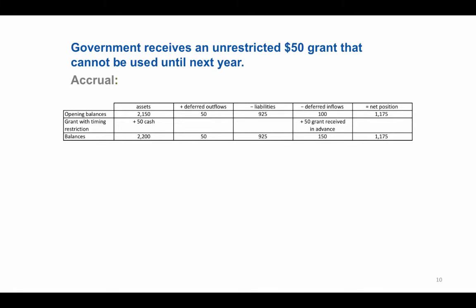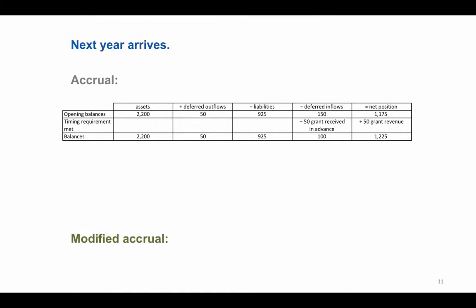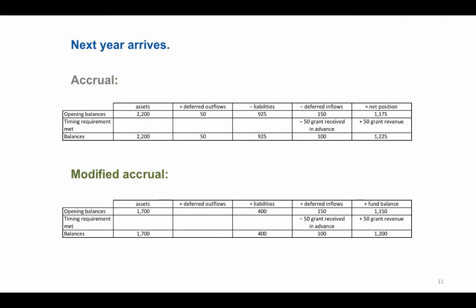You don't recognize a liability here because they don't owe this money back. There's no circumstance under which they have to pay it back. They just aren't allowed to use it until next year. So you don't recognize it as revenue in this period. You recognize it in revenue in the period that it's allowed to be used. So until that point, you're going to report this deferred inflow of resources. And then next year arrives, and immediately you can recognize the grant revenue because that's the period that it's related to, and then you eliminate the deferred inflow of resources.